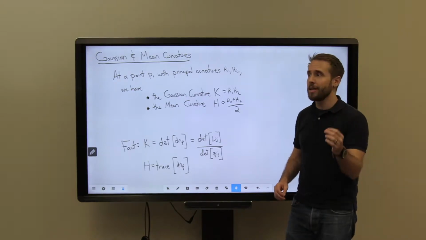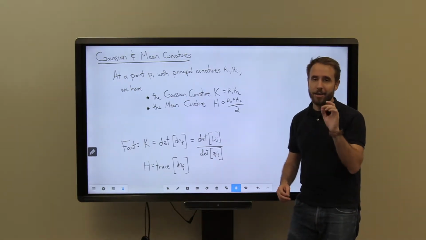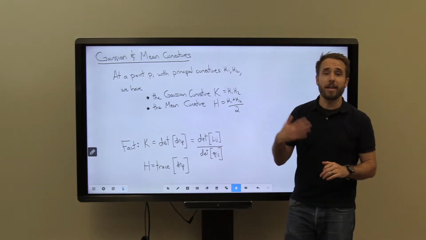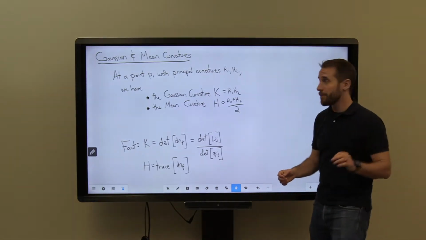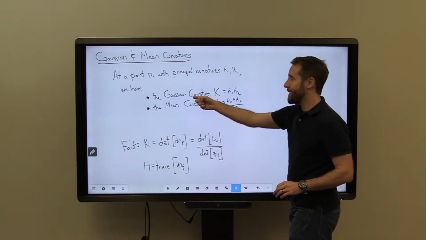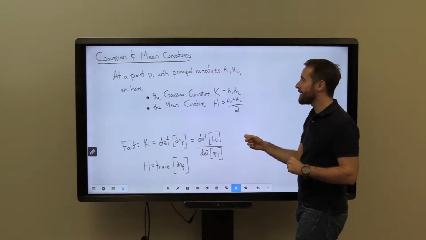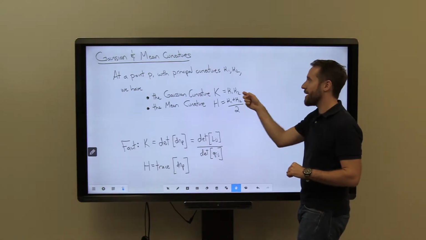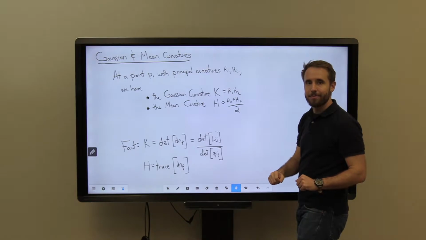So if we are looking at a point S on our surface, and we're able to calculate the principal curvatures kappa 1 and kappa 2, then we can also calculate the following two expressions. First, we have the so-called Gaussian curvature, which we denote with a capital K. The Gaussian curvature is simply kappa 1 times kappa 2. So it's our two principal curvatures multiplied together.